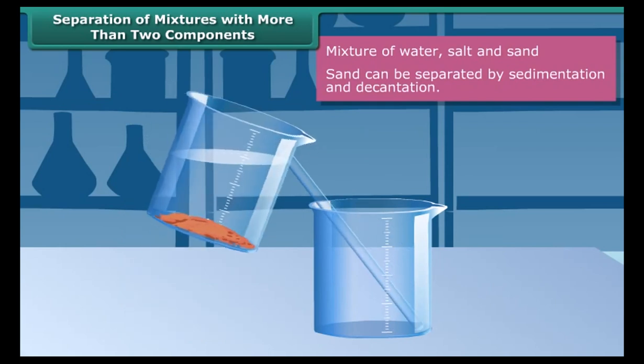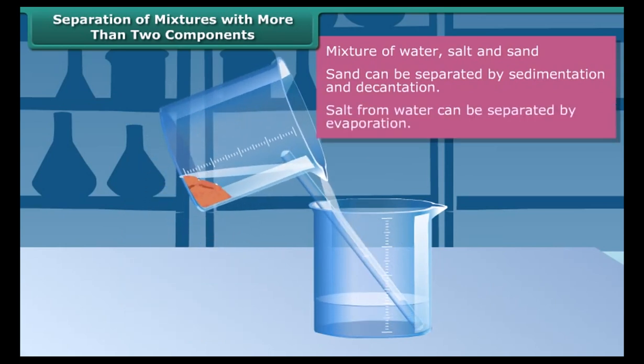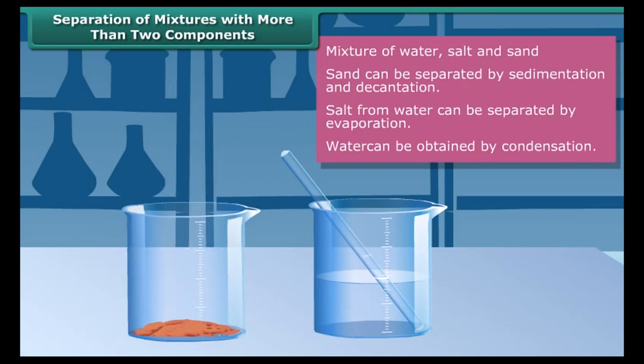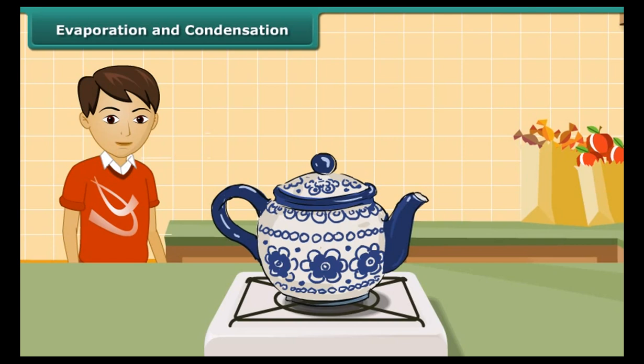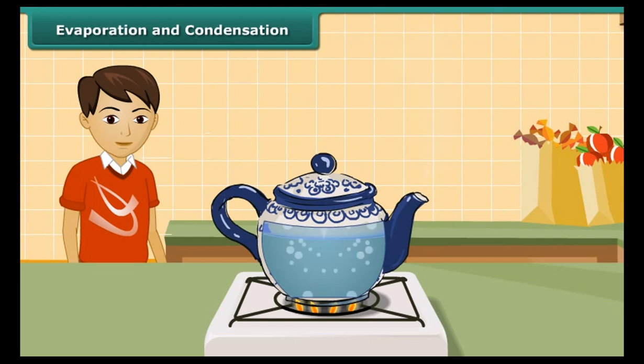Now, salt, being soluble, is completely dissolved in water. This is done through evaporation and condensation. Let us look at what we mean by these two terms. When we have a mixture of salt in water to separate, we take the solution in a kettle and cover it with a lid. Now gently heat the kettle for some time. Heating transforms water into vapor that escapes from the spout of the kettle. Continue heating till all the water gets converted into vapor and only salt is left behind in the kettle.